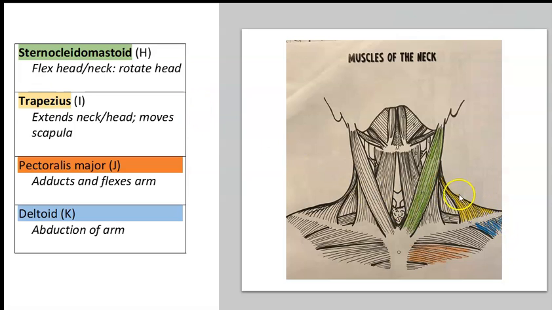The trapezius, there'll be a better view of this when we look at the posterior muscles, but this is going to be the muscle of the top of your back, neck and top of the back. Its job is to extend the neck, head, and it moves the scapula. Down here in blue, you can see the beginning of the deltoid muscle, which is the muscle of your lateral shoulder. Its job is to abduct the arm, and then the pectoralis major you can see right here, letter J, is the upper chest muscle. And again, you will see these in a different view a little bit better in a second.